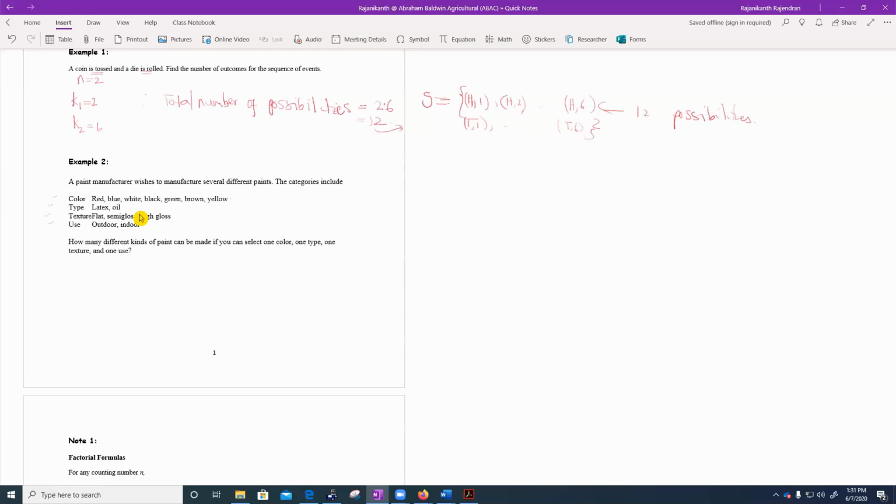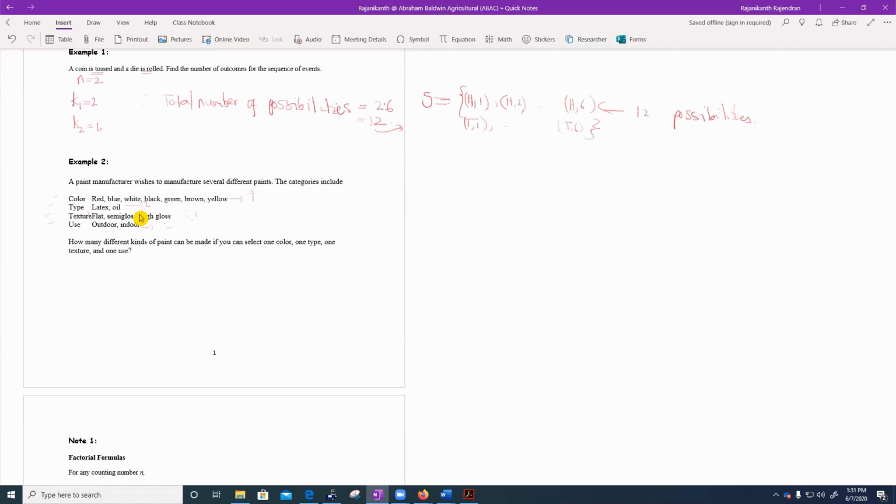So therefore, here I have 7 possibilities. Here I have choosing a type of paint. I have 2, latex and oil. So there are two possibilities. The next one I have is texture: flat, semi-gloss, high gloss. So there are three. And for the use, there are two possibilities.